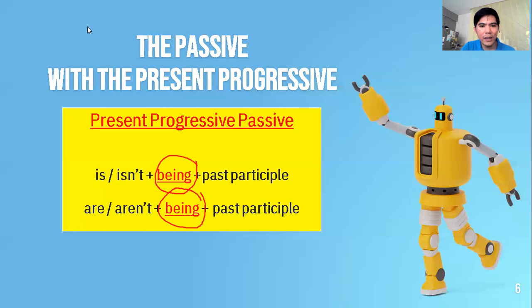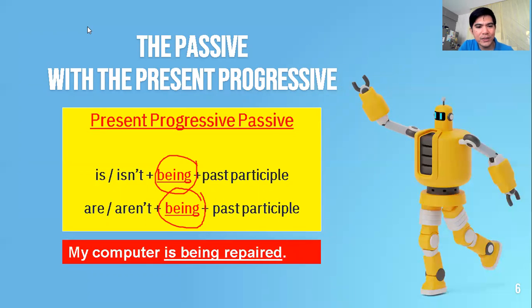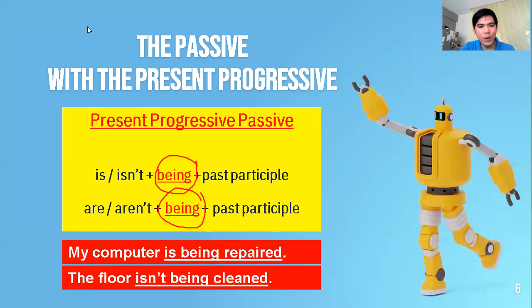Here are a few examples. My computer is being repaired. Is being repaired. That's present progressive passive. The floor isn't being cleaned. Isn't being cleaned. So we use is, isn't, are, aren't, plus the word being, plus the past participle form of the word. Are we clear? Present progressive passive.